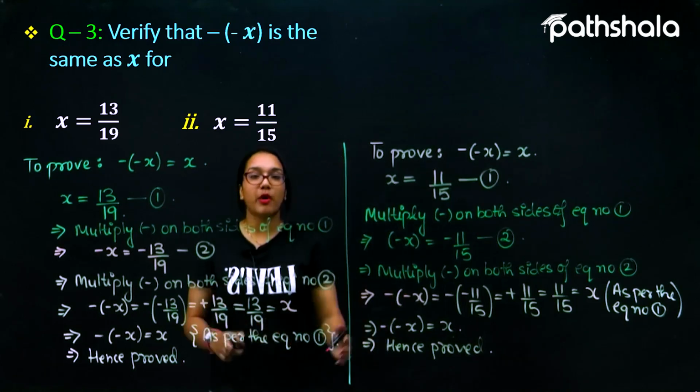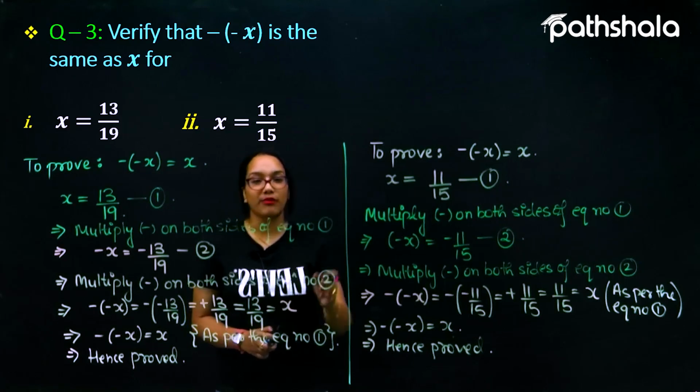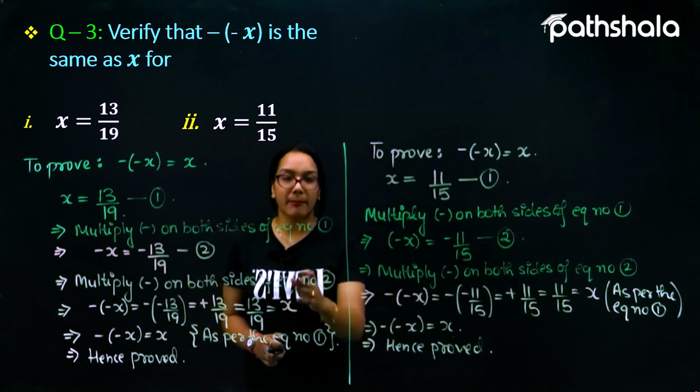So this is all about question number 3, in which we have to prove that negative of a number is the number itself.